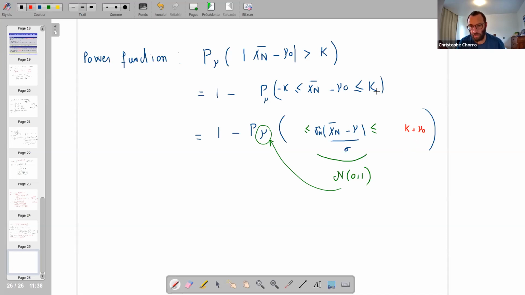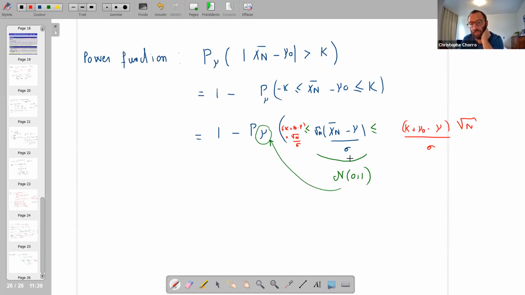So I do this, then I subtract mu: k plus mu 0 minus mu, then I divide by sigma and I multiply by the square root of n, and greater than the same with a minus k here, so it is minus k plus mu 0 minus mu, multiplied by the square root of n and divided by sigma.